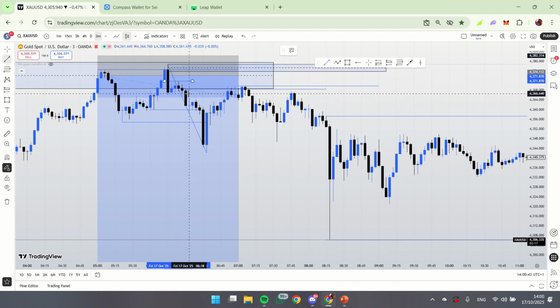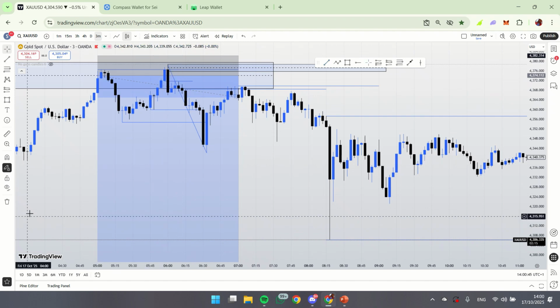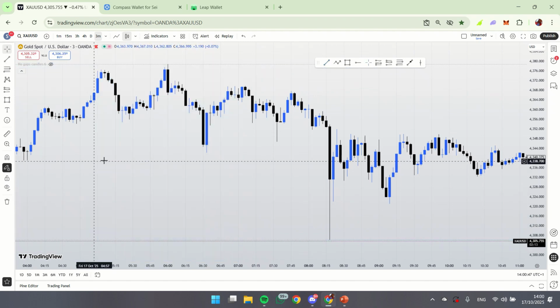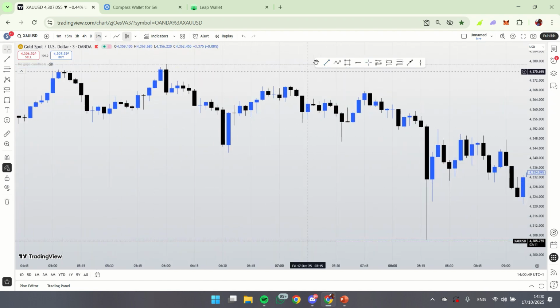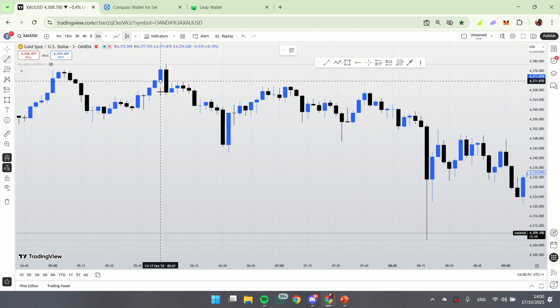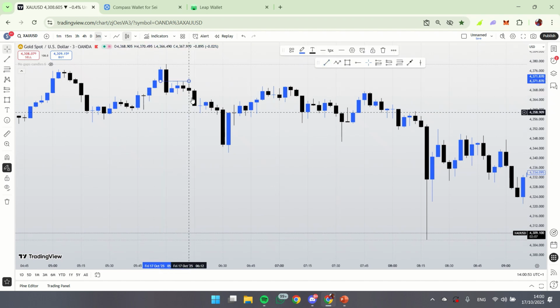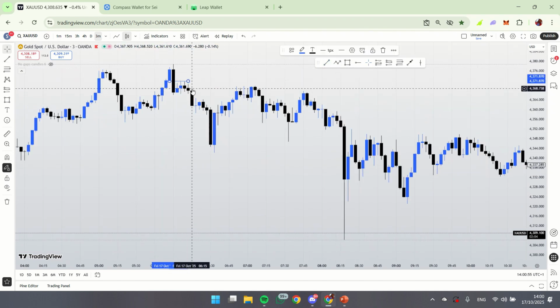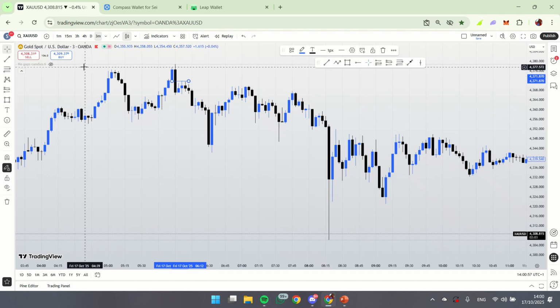Did you see? Let me shift all of this. Hope you understand what I've been doing since. But look at this in 3 minutes. Did you see this? This is a mitigation. I'm not expecting price to return to this zone.